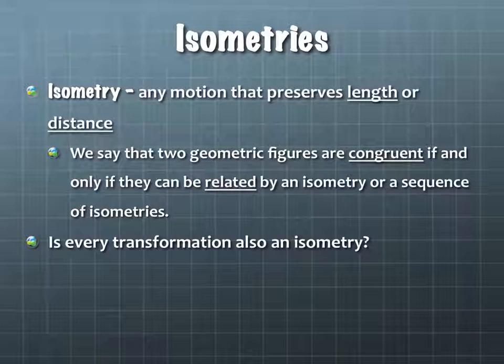And the question is, is every transformation also an isometry? So a transformation is a manipulation of one shape into another shape. Does every manipulation of one shape into another shape have to preserve lengths and distances? No. In fact, you've seen some shapes that didn't do that when we did similar triangles, right?